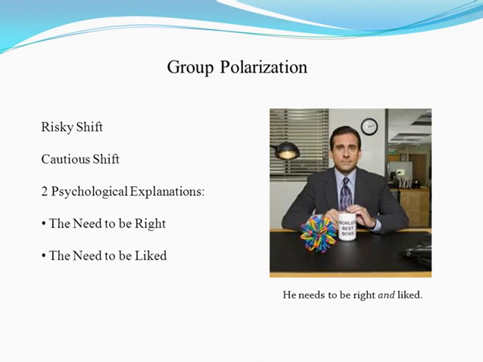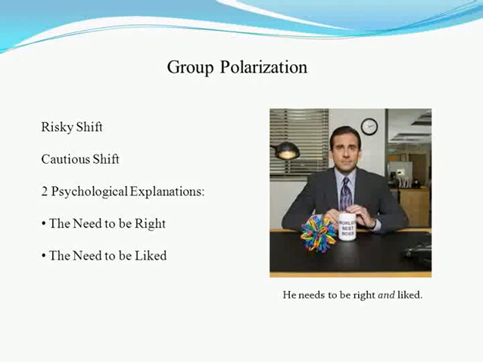Group polarization is the idea that group discussion tends to intensify the group's opinion. Because of this, the group may produce opinions that are more extreme than the individual's opinions separately. Risky shift occurs when team members become either more supportive or more against the issue at hand. A cautious shift occurs when people are already cautious of a certain outcome, and thus the group tends to be more cautious as a whole.